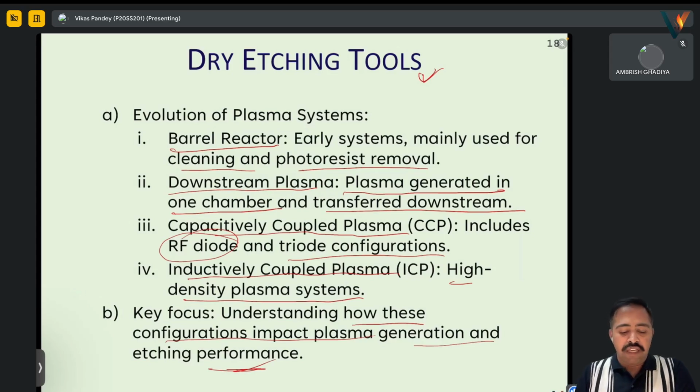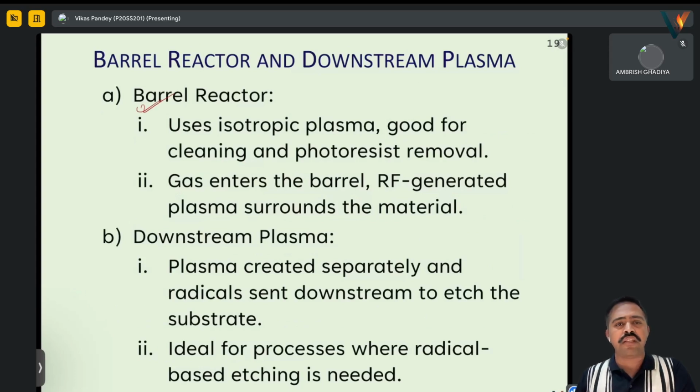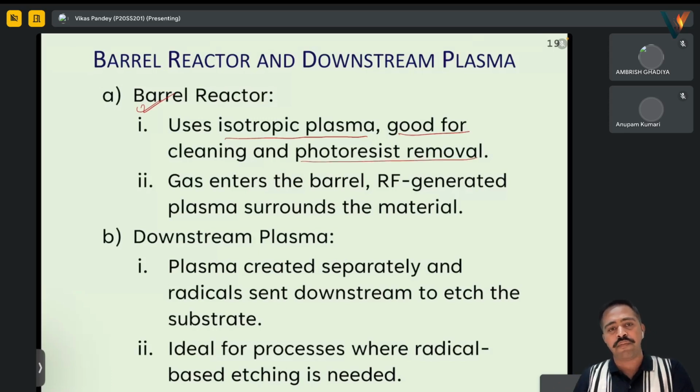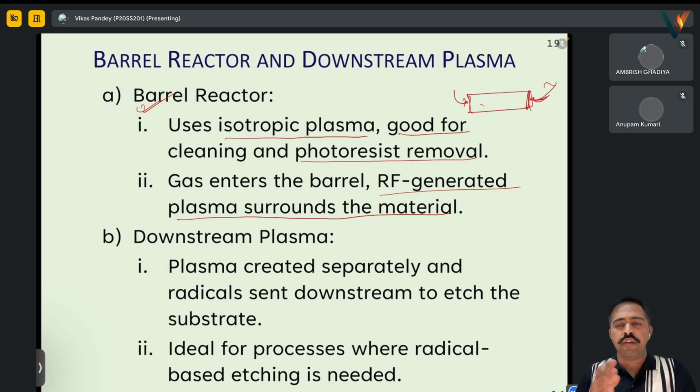If we see the barrel etching, it is simply an isotropic plasma, good for cleaning purposes and photoresist removal. Gas enters the barrel, and RF generated plasma surrounds the material. So we have a barrel, gas is entering, the required pressure is maintained, and the gas flows out, so we sustain that pressure. And the RF generated plasma will be around the material, whatever we want to do the etching on. So the plasma will be around this material.